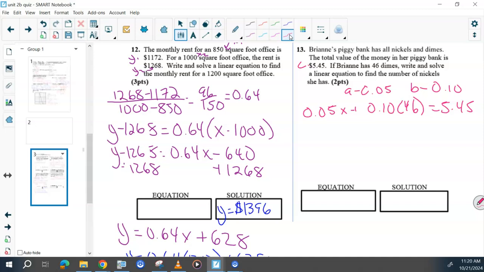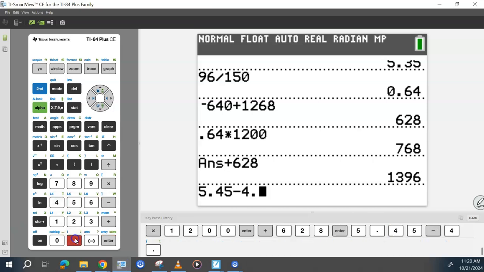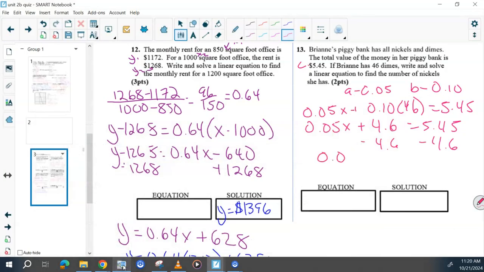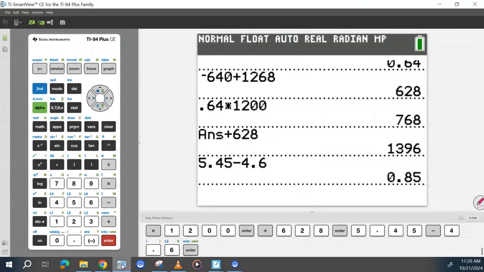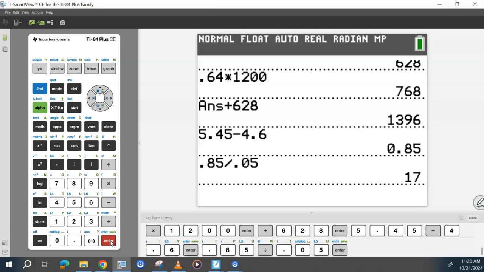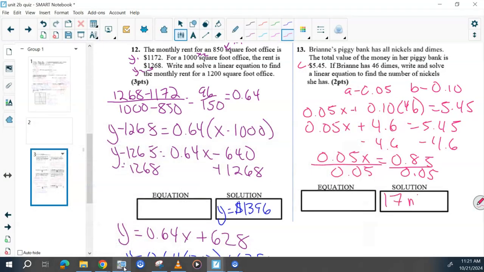Some of us, as we set this up, didn't put all the decimal places, so we put 0.5 instead of 0.05. Make sure you're putting 0.05 for your nickels, and 0.10 for your dimes, not 10. And then if we multiply this out, we have 0.05x plus 4.6 equals 5.45. Subtract 4.6 on both sides. And then divide each side by 0.05. So if you were getting some large number, that could have told you I'm missing a decimal somewhere. And then your final answer should have been 17 nickels. So your equation would have been this one, 0.05x plus 0.10 times 46 equals 5.45, and that would have been your solution.